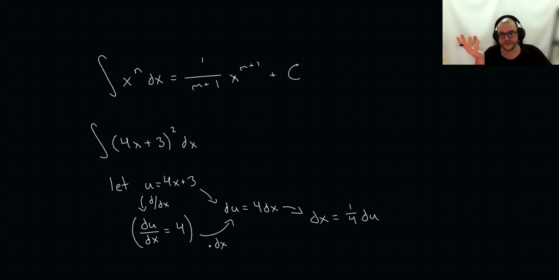Same thing. I just like to think about what do I need to multiply by instead of divide by. And now I can change my integral to be completely in terms of u. 4x plus 3 is u squared.